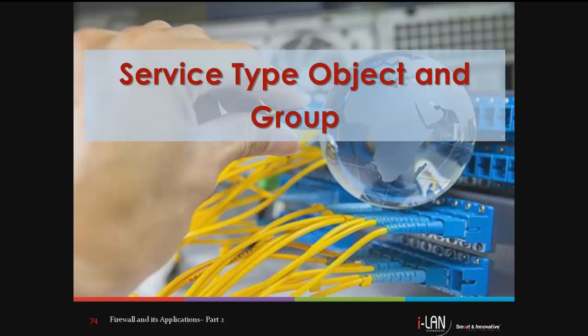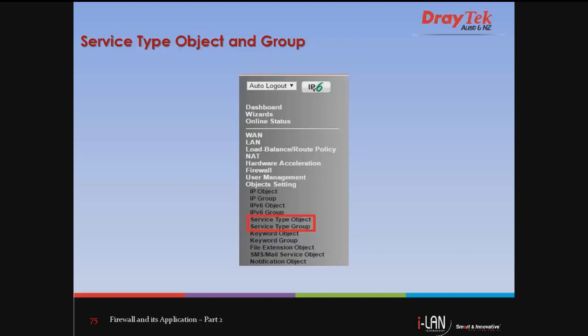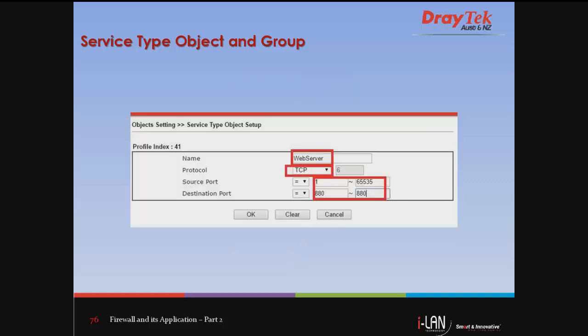Now we will look into service type object and group. Here you can see the menu options. Under object settings, it includes service type object and service type group. In this slide, we can see how to create a service type object. The name of our object is web server. The protocol is TCP. The source is from 1 to 65,535 and the destination port is 880. So to access this server, you need to specify port 880.